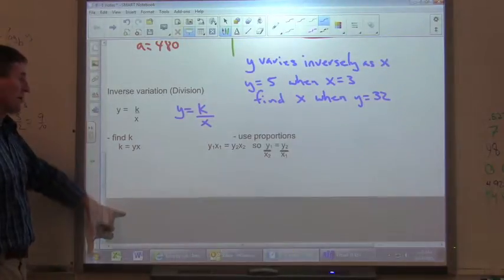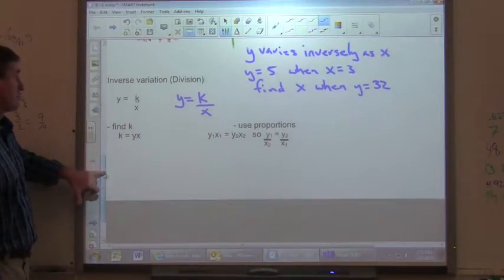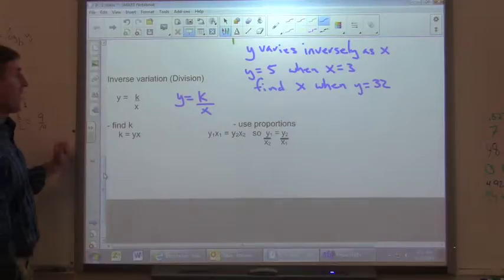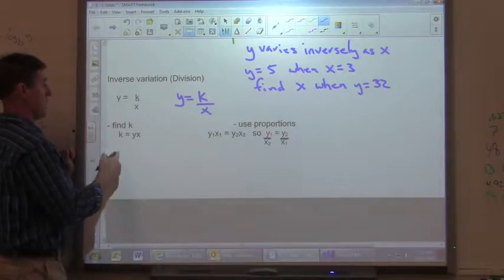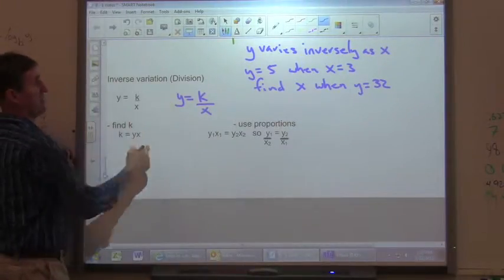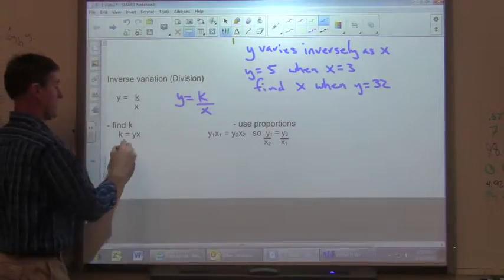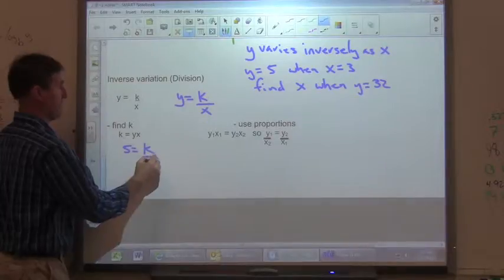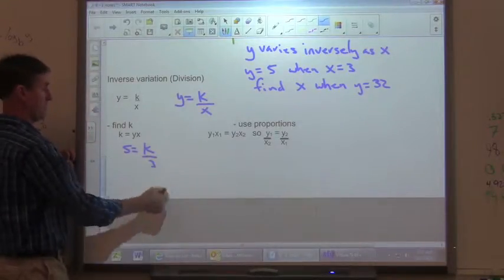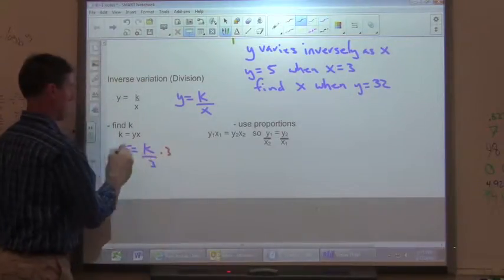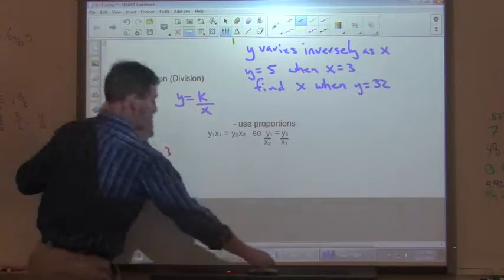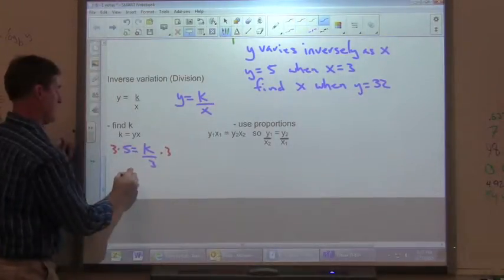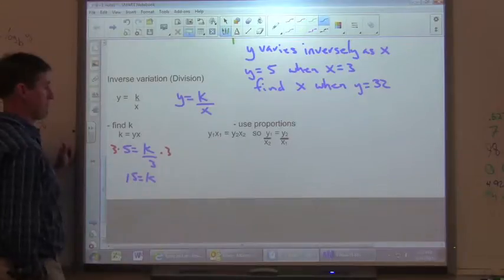We still have two ways we can do it. We can solve for k. So let's go ahead and plug this in. So our original thing is 5 equals k divided by 3. And so we multiply both sides by 3. And so we get that 15 is equal to k.